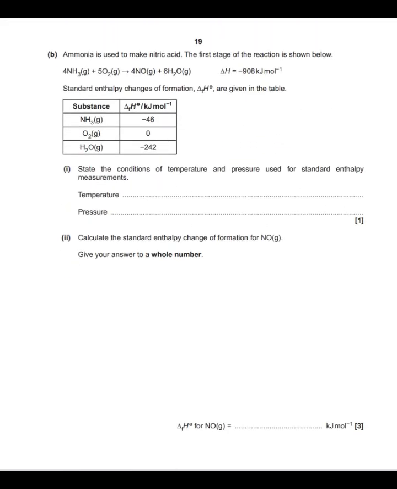Going on to question B. Ammonia is used to make nitric acid. First stage is given below. We're given some enthalpy change of formation values. And we've just got to state the conditions of temperature and pressure used for standard enthalpy measurement. So temperature, if you're going in degrees Celsius, is 25, and standard pressure is 100 kilopascals.